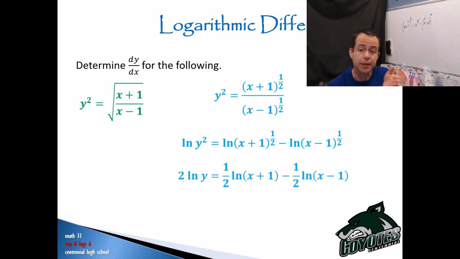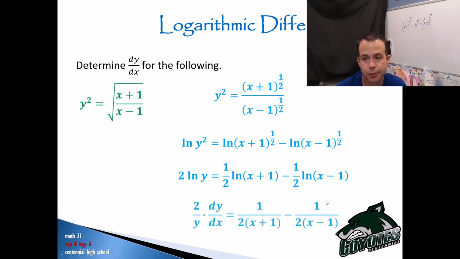So I'm just going to look at each term as I go. I've got 2 ln y. Well, the derivative of that would be 2 over y times the derivative of y. This term would be 1 over 2 times (x plus 1), times the derivative of the inside function, but for that one, it's just 1. And then this term would be minus 1 over 2(x minus 1). Again, times the derivative of the inside function, but in that case, it's just 1. Okay, so here's where we are so far.